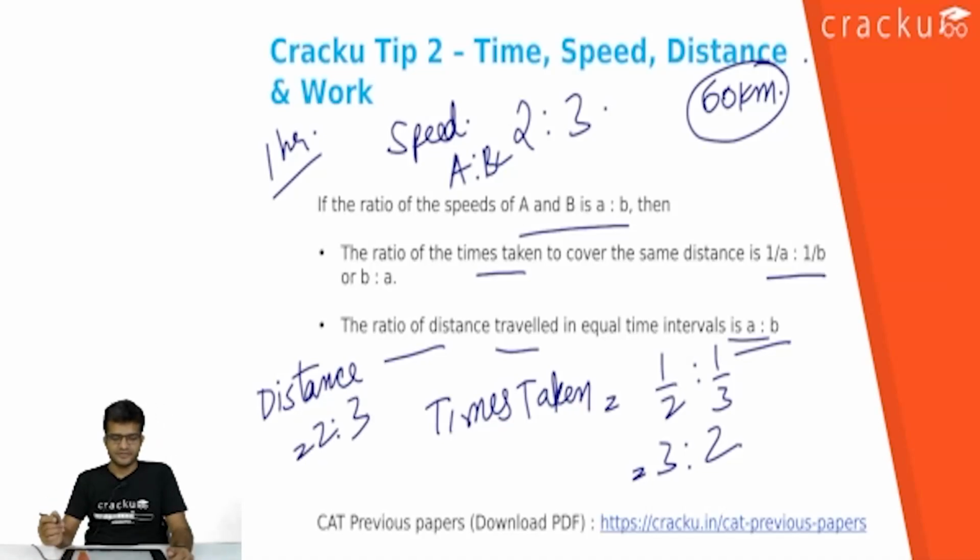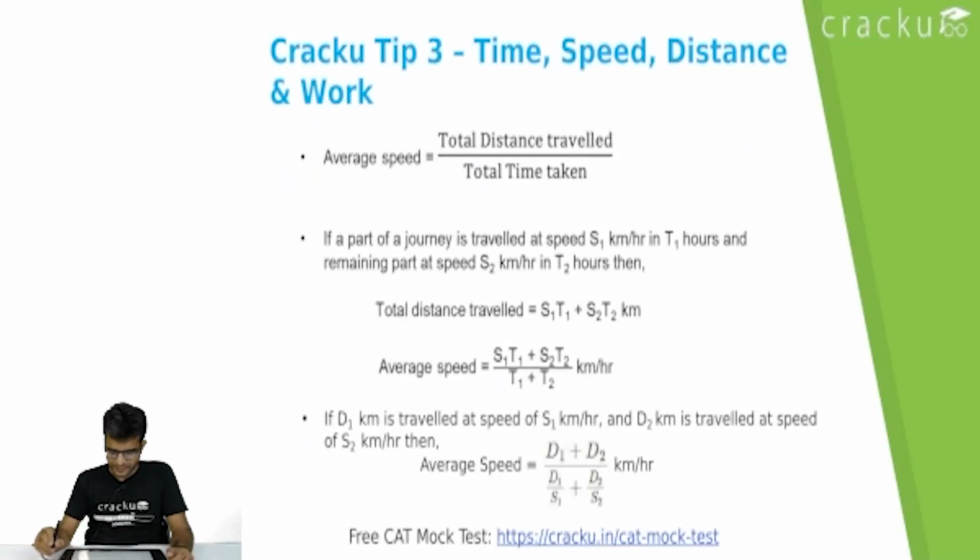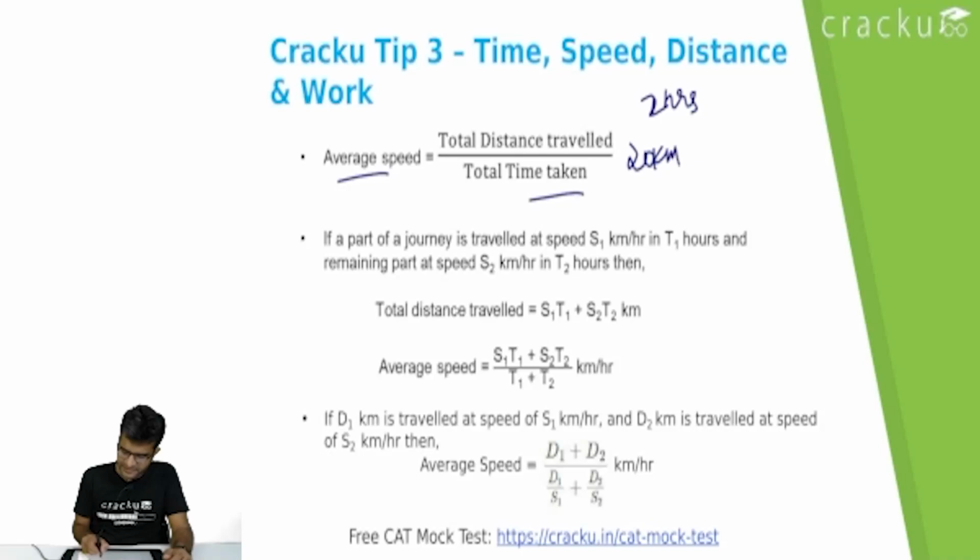Let us look at the next formula. The average speed is the total distance traveled divided by the time taken. This is again quite often asked. Many times you are told that a person is traveling by bus for 2 hours. The speed of the bus is 20 kilometers per hour. And he traveled for 3 hours after that in a car and the speed of the car is say 60 kilometers per hour. Then what is his average speed?